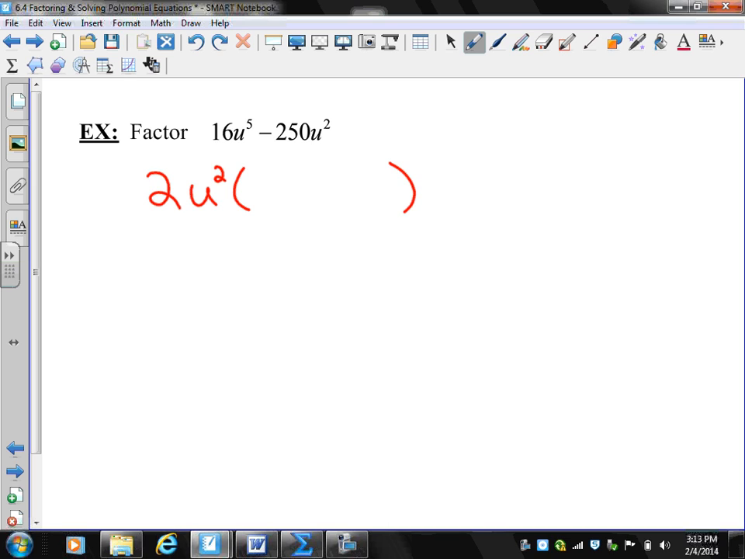And now I just need to figure out, well, what's supposed to be left inside? Well, u squared times what gives me u to the fifth? That's going to be u cubed. And 2 times what gives me 16? That's going to be 8. My minus is there. Half of 250 is 125. And if I've pulled out a u squared, then there's just a 1 left. So in other words, 125 is my second term there.